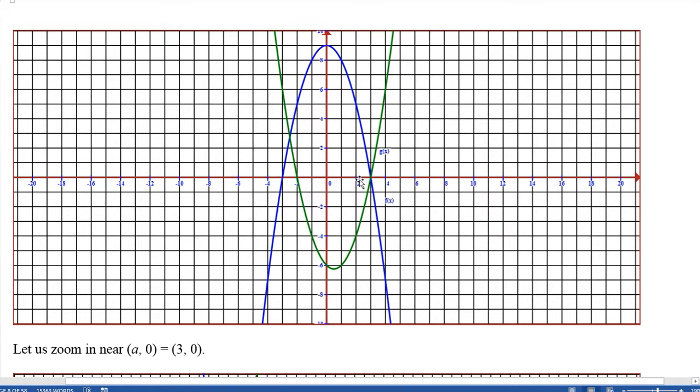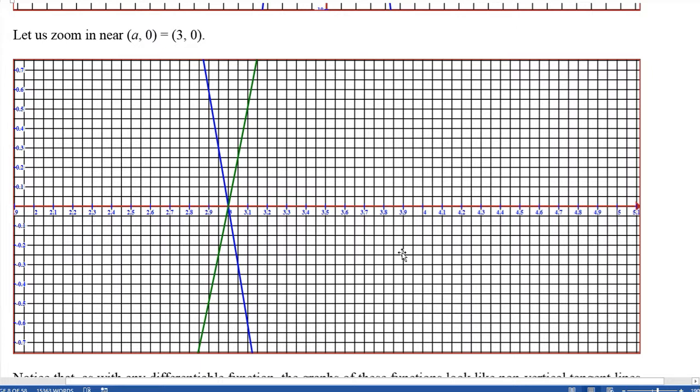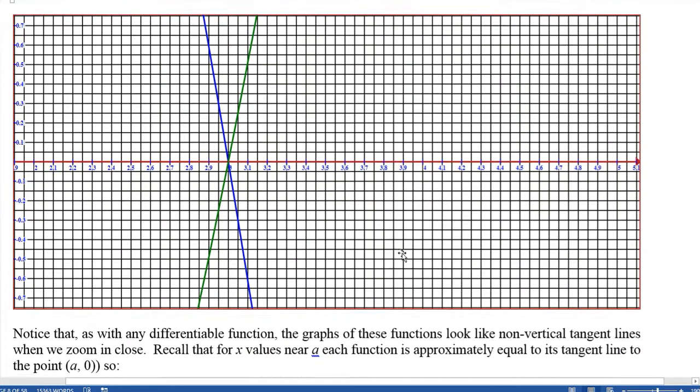That's the point A, 0. So let's zoom in on this portion of the graph right in there. And when we do, this is what you get. What does that look like? Well, doesn't it look like two lines? Portions of two lines? Well, actually it's not.